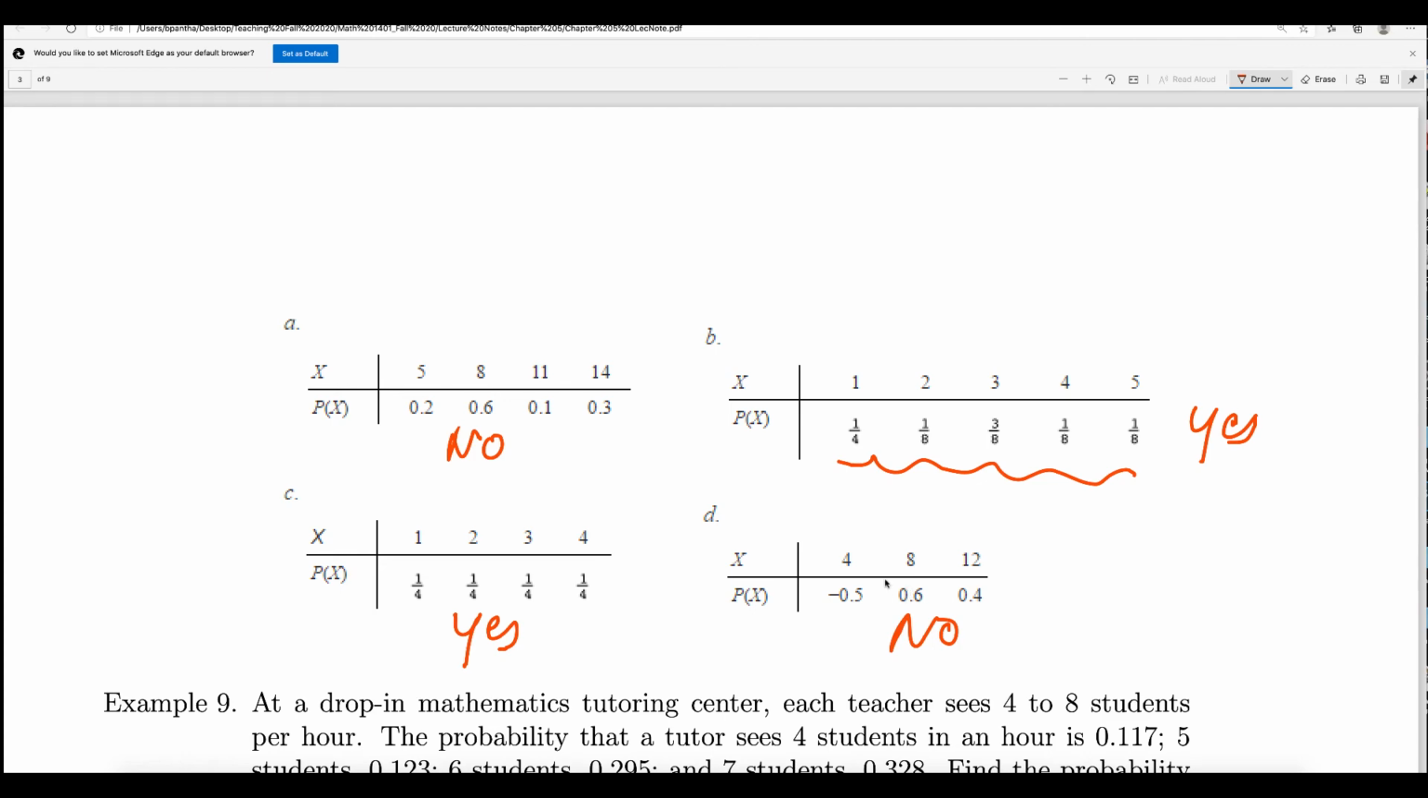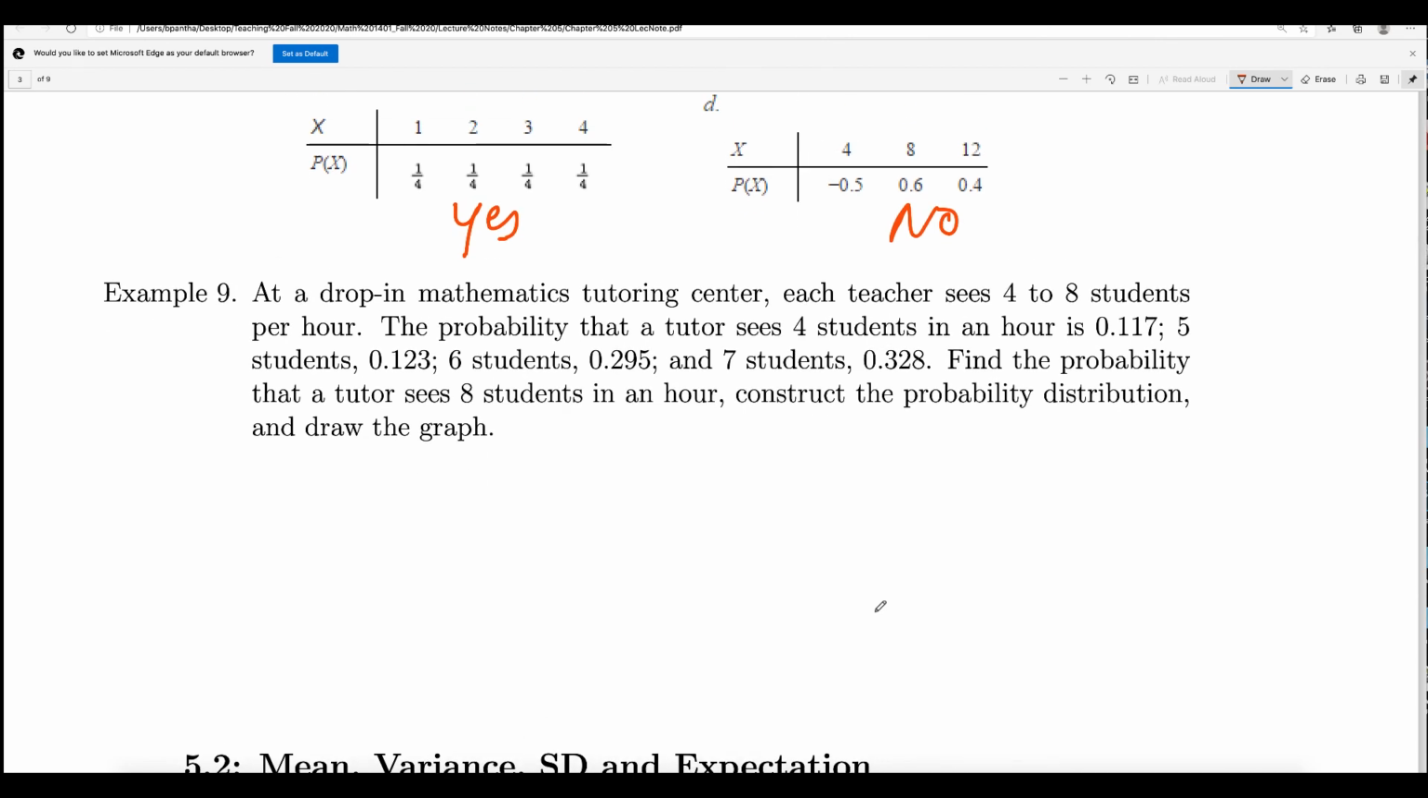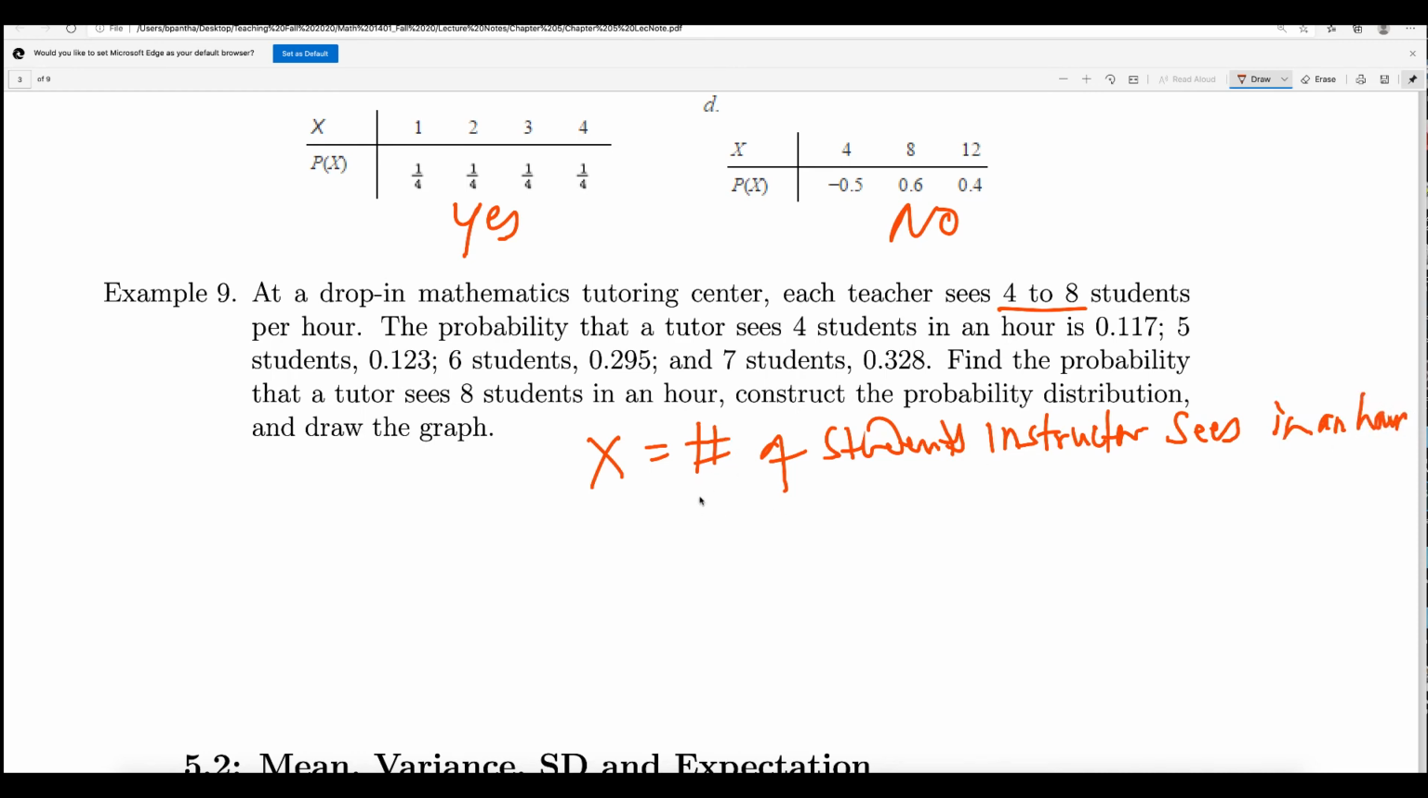All right. So let us look at example number 9. At a drop-in mathematics tutoring center, each teacher sees 4 to 8 students per hour. The probability that a tutor sees 4 students. Let us say that x is the number of students the instructor sees in an hour. So what are the possible values of x? It says 4 to 8 students. That will be 4, 5, 6, 7, 8. These are the possible values of x. That's what the question says, right?